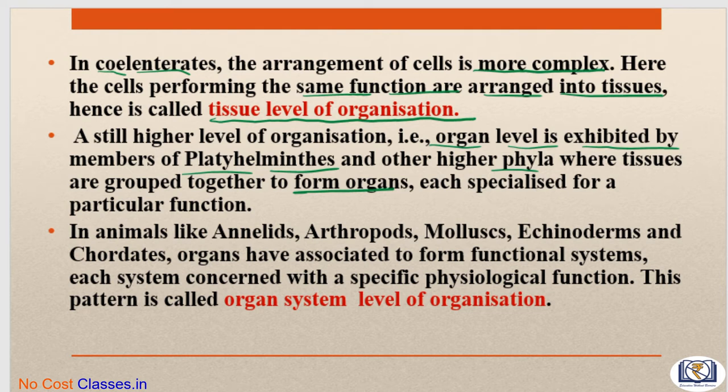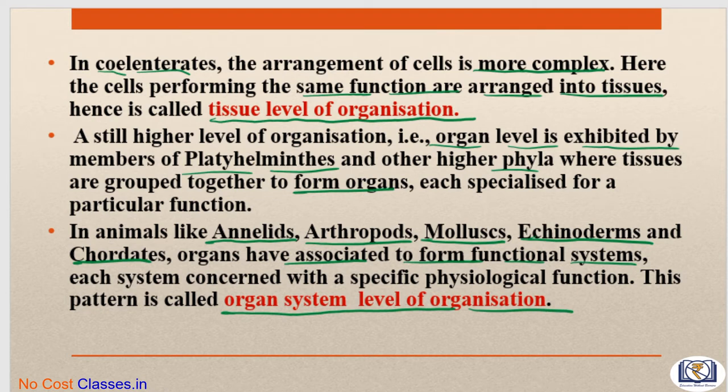Now after that, the animals like annelids, arthropods and mollusks, echinoderms with chordates. The organs have associated in the form of a functional system. You can say the organs combine together to form a specific organ system. So this particular organization is called the organ system level of organization.